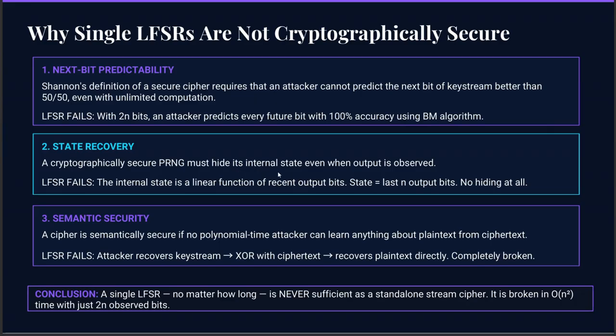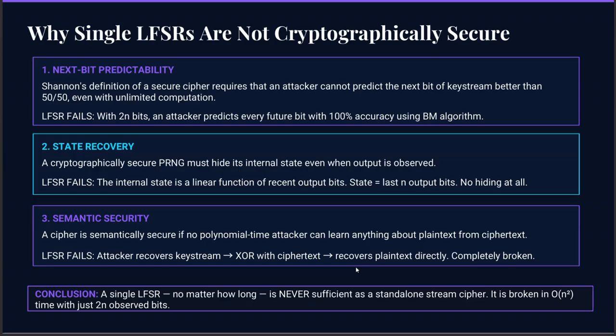A secure system should hide its internal state. But in an LFSR, the internal state is directly related to the recent output bits, so the attacker can reconstruct it mathematically. The third reason is failure of semantic security. Suppose the ciphertext is generated by XORing plaintext with keystream. If an attacker recovers the keystream, the ciphertext can immediately be reversed back to plaintext. So the confidentiality completely breaks here. Therefore, a single LFSR should never be used alone as a cryptographic stream cipher.